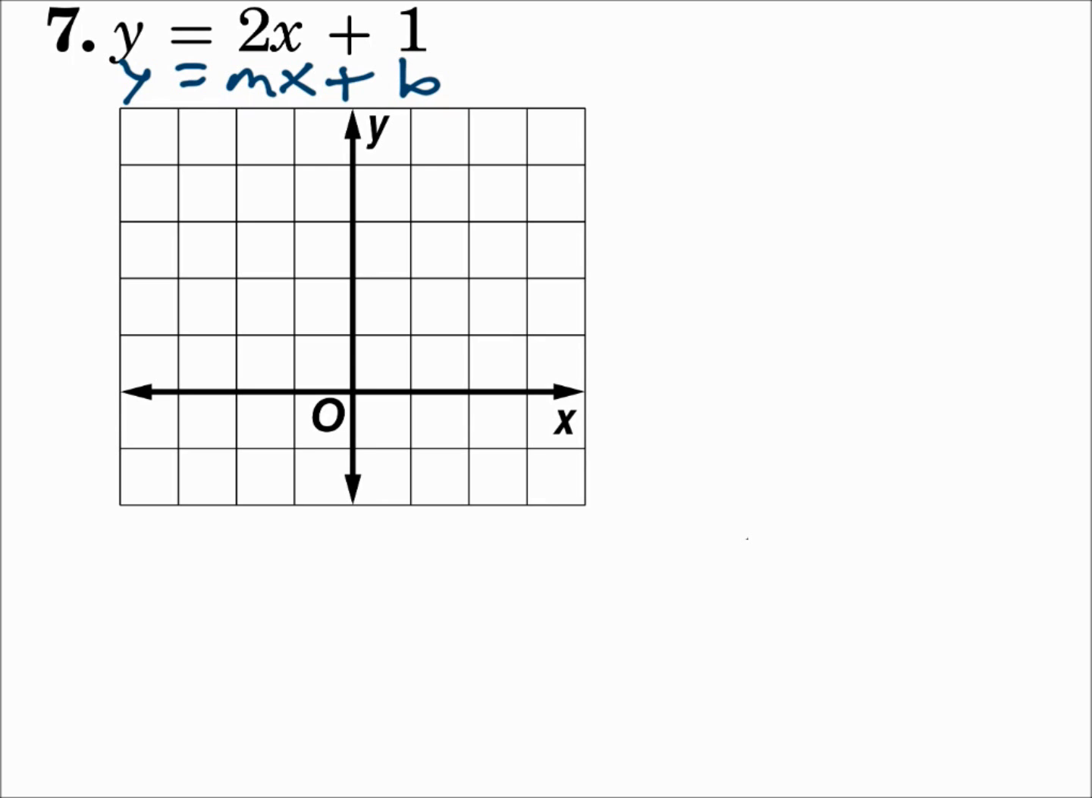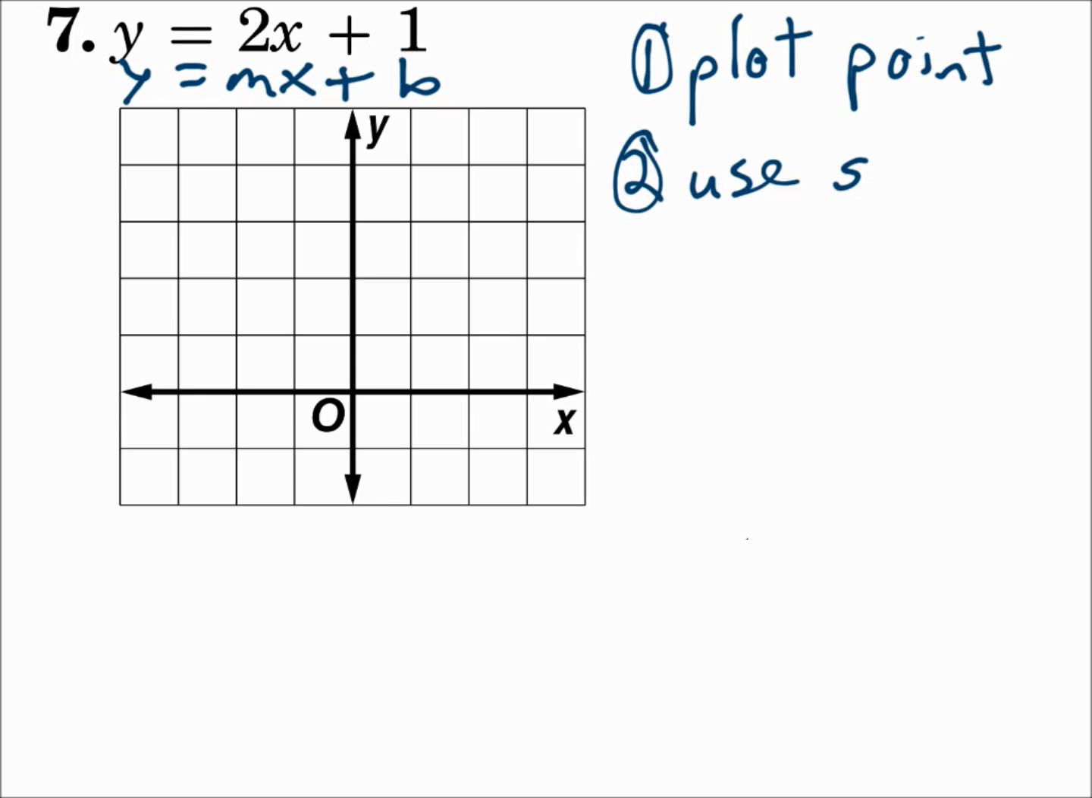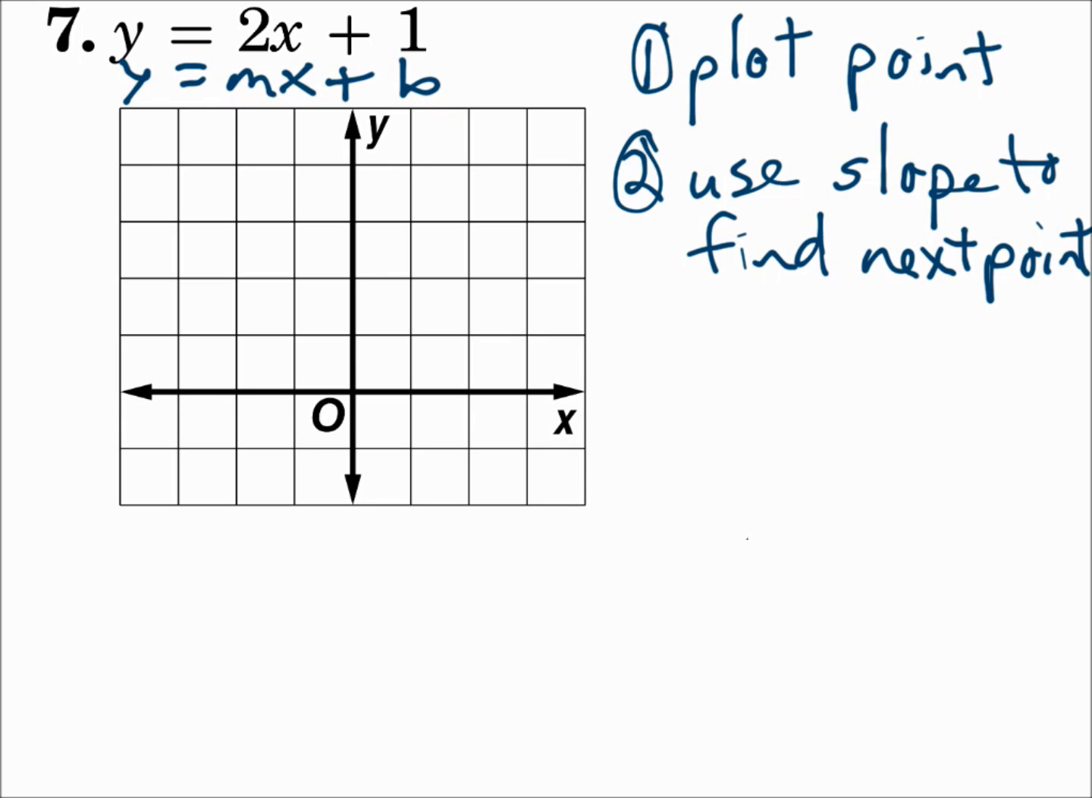To graph, follow these steps. First, plot a point. You always need a starting point when you graph. With slope-intercept form, the starting point will be the y-intercept. After that, use the slope to find the next point. So from the first point, rise over run with the slope to get the next point.